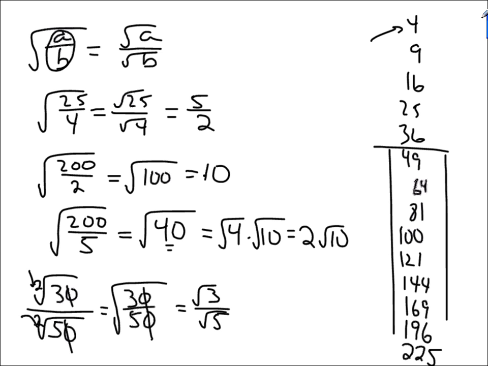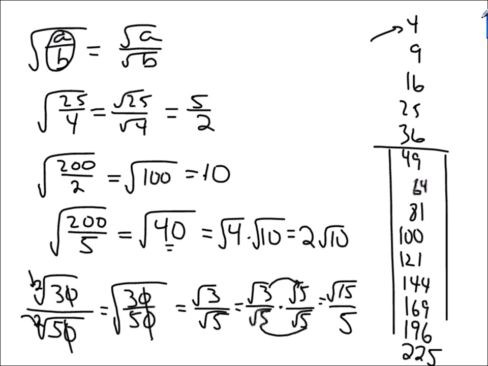Okay, so now you say, well, I reduced it as much as I can, but I have a radical in the bottom. That means I want to change the way it looks. I multiply top and bottom by square root of 5 for one reason. The square root of 5 times the square root of 5 doesn't have a radical. And 3 times 5 is 15. So it's the square root of 15 over 5.